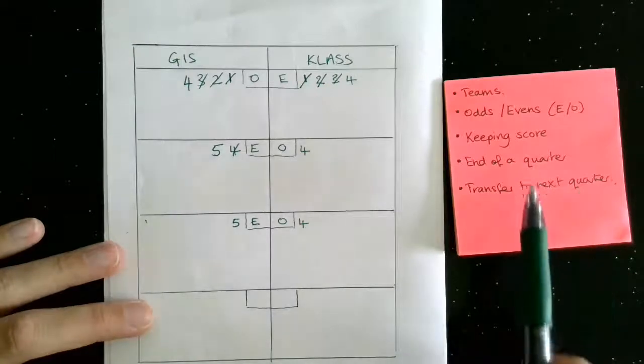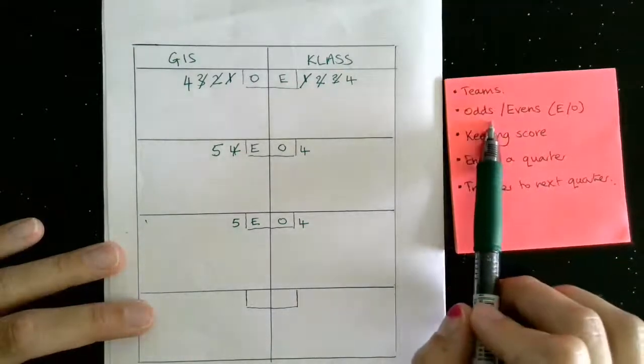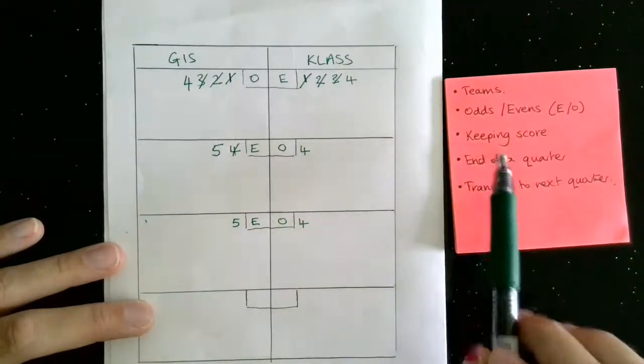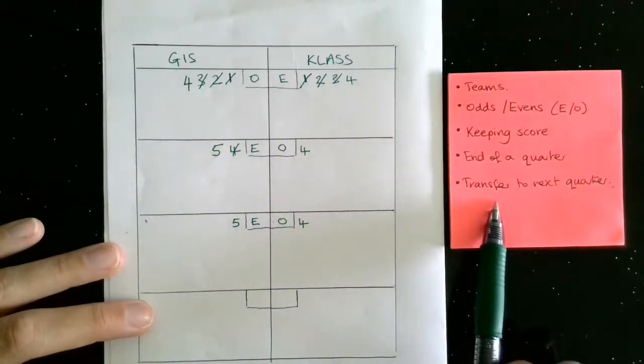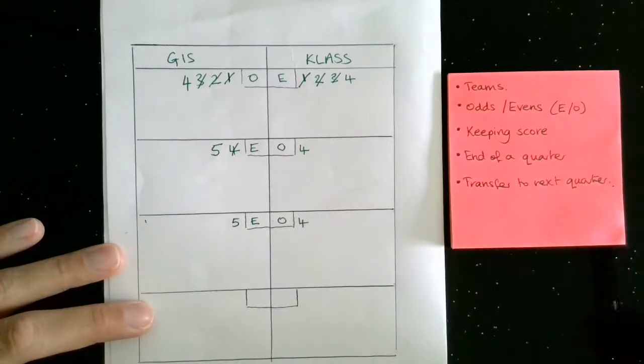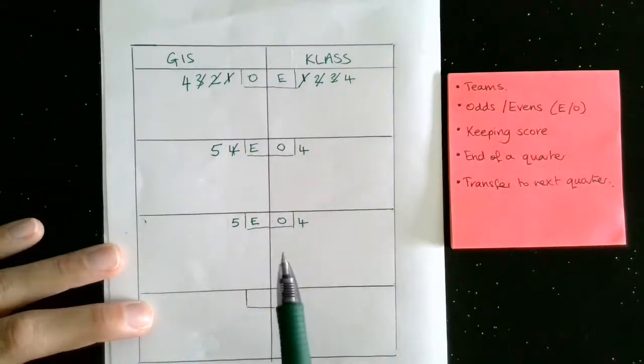Okay, so have we done everything? Put the teams in, done the odds and evens, keeping of score, what to do at the end of the quarter, and transfer the score onto the next quarter. So that is how you use this kind of scorecard. Okay.